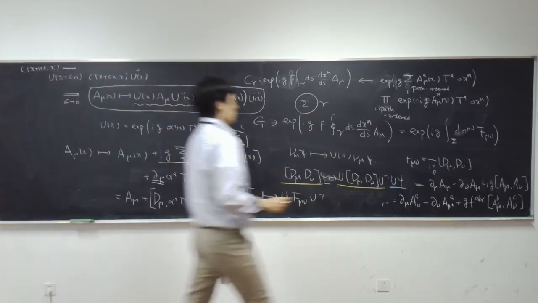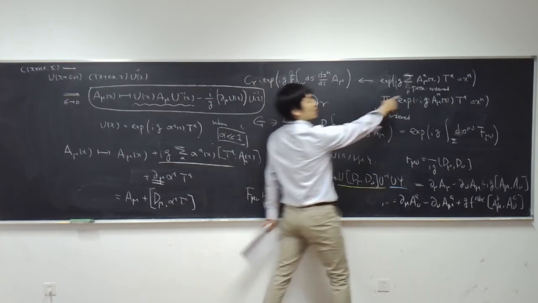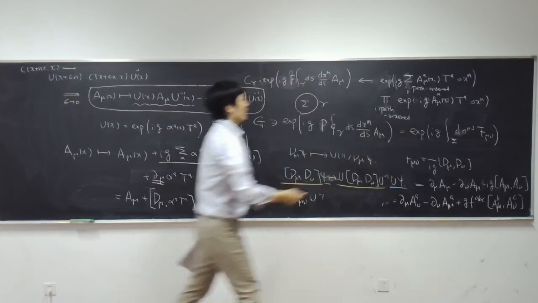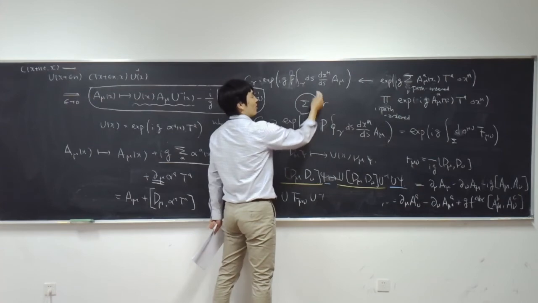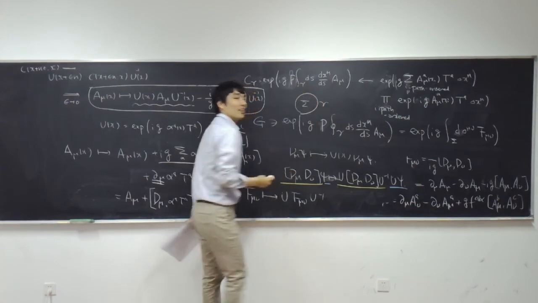So this is the non-abelian version. This P is really the path-ordered integral. You have to do the integral in the path-ordered way.